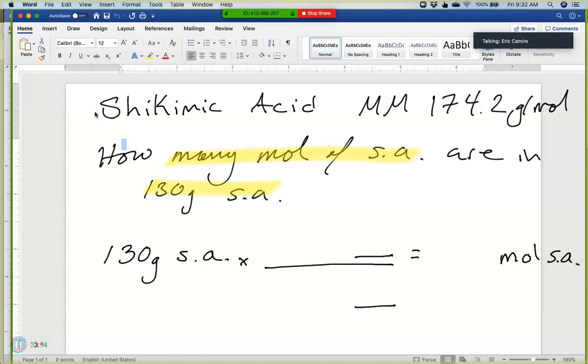You would need grams in the denominator. Yep, I agree. And then what do we need in the numerator? Moles. Exactly. And in this case, we're going to be a little bit specific. Let me erase that and put it like this. It's going to be grams. We want to make sure we're specific. It's shikimic acid.